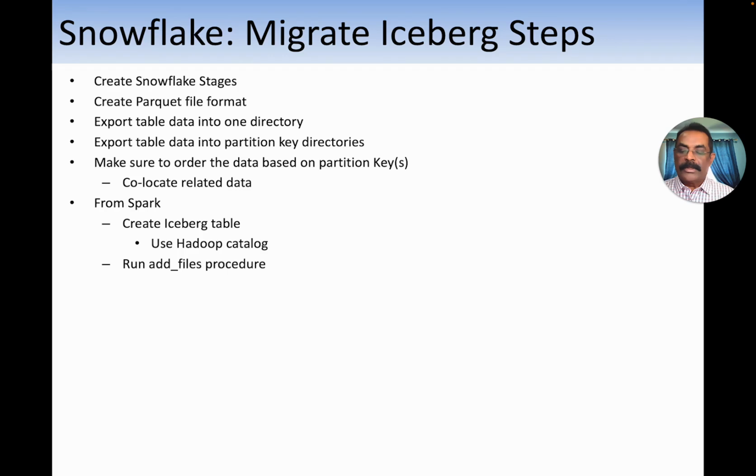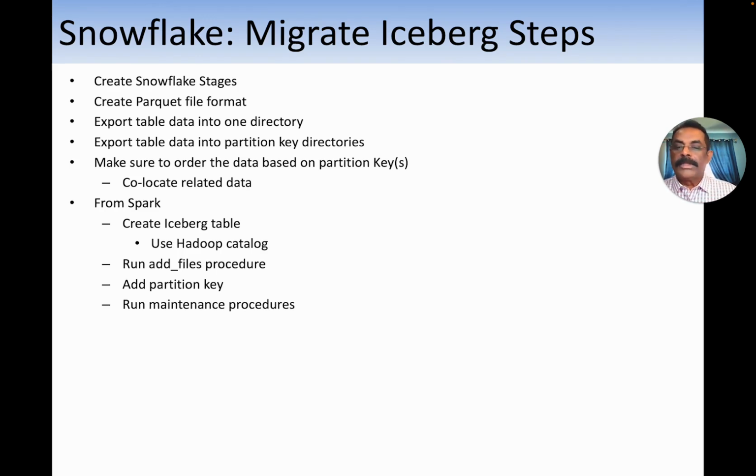Now, if it is a single directory, you run add files for the entire directory. But here I want to emphasize, when you create the Iceberg table, make sure you do not create a partitioned Iceberg table yet. Okay, just create a non-partitioned Iceberg table. Then run the add files procedure, and after that add the partition key, or keys, and make sure that your order is very important.